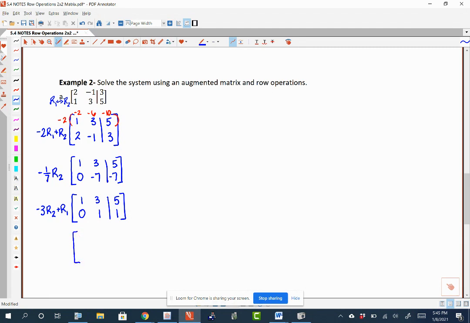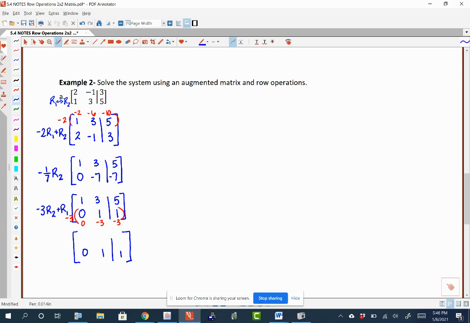So in my next step, I know I'm not changing row 2, so I'm going to write it first. But I am going to change row 1. And I'm going to change row 1 by multiplying this second row by negative 3 and adding it. So negative 3 times 0 is still 0. Negative 3 times 1 is negative 3. And negative 3 times 1 is negative 3.